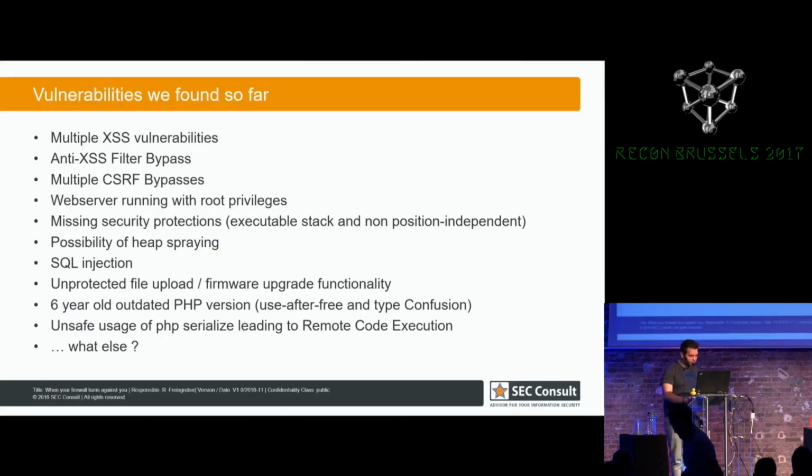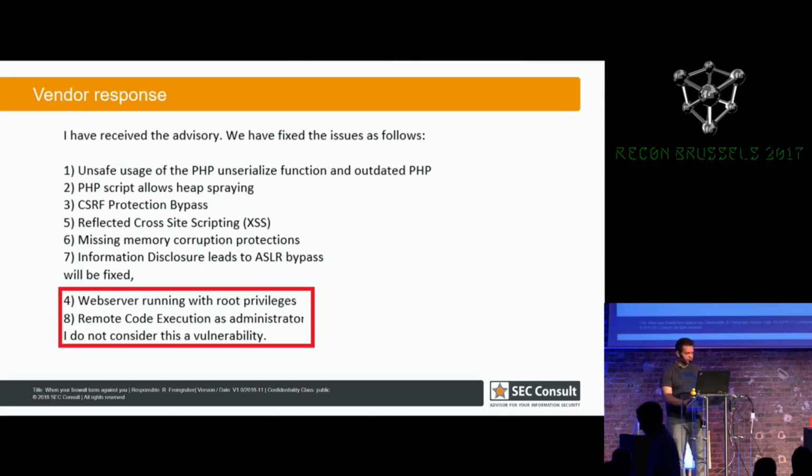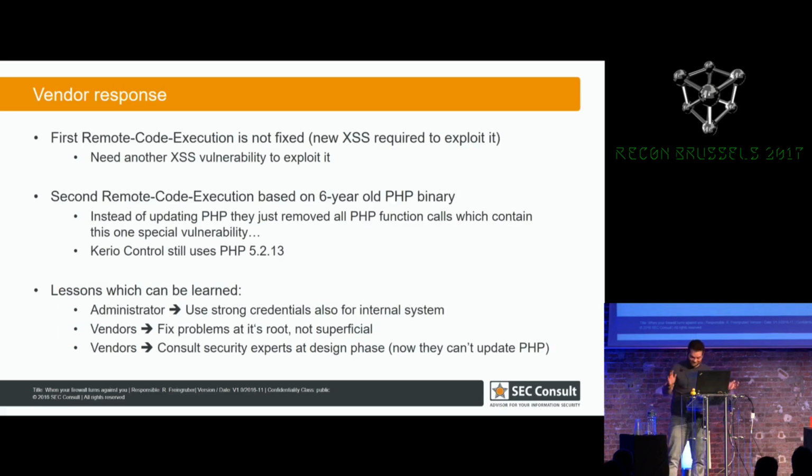Just here, a very quick word about the vendor response. They just said that the web service running as root is not considered as a vulnerability, and the first remote code execution from the web stuff is not considered as a vulnerability. They will not fix it. And also the way they fixed the second vulnerability was that they didn't update their PHP binary. They were just saying, okay, we removed the unserialize.